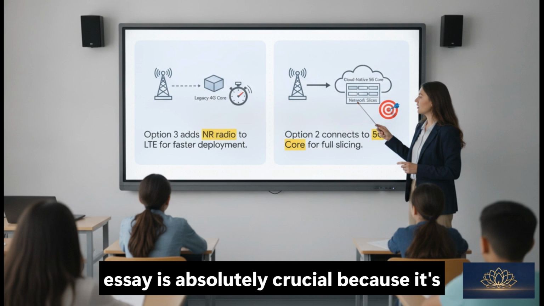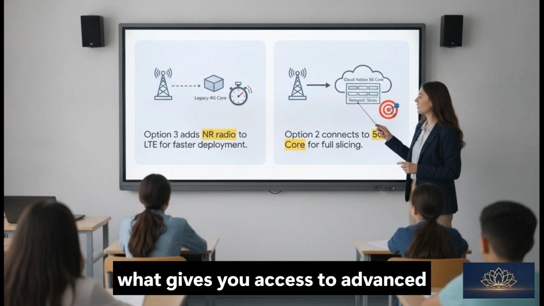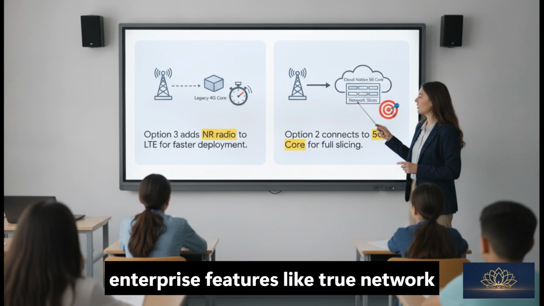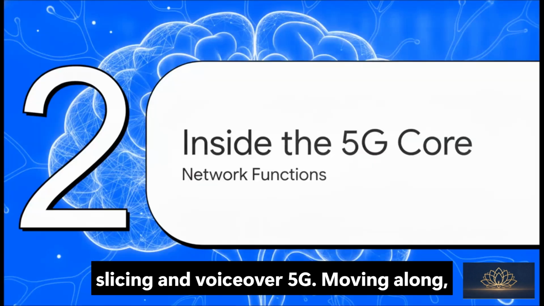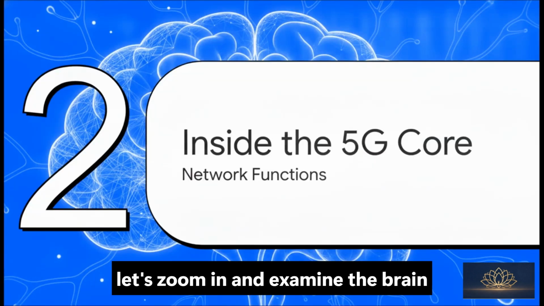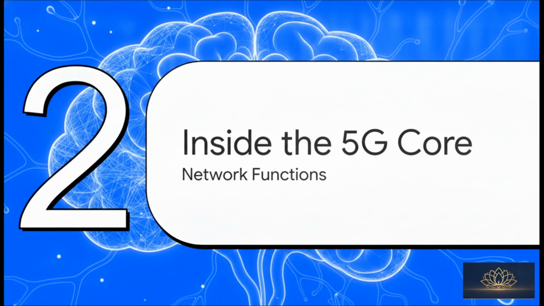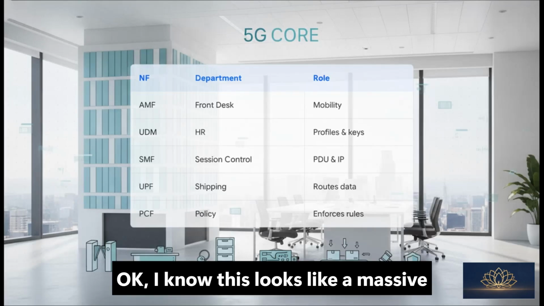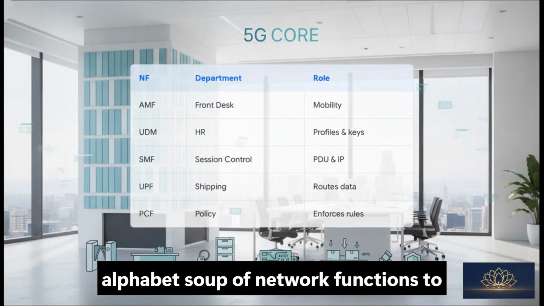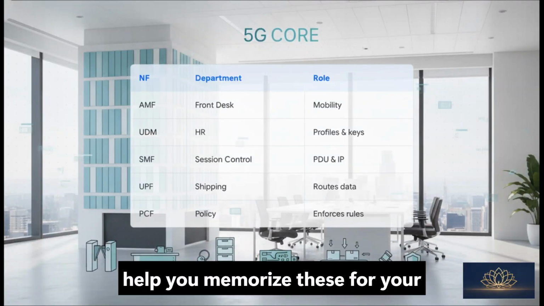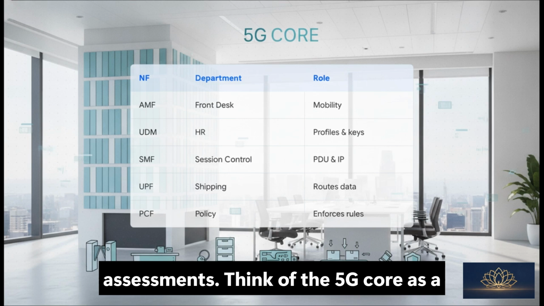SA is absolutely crucial because it's what gives you access to advanced enterprise features, like true network slicing and voice over 5G. Moving along, let's zoom in and examine the brain and organs of that new 5G core. Okay, I know this looks like a massive alphabet soup of network functions. To help you memorize these for your assessments, think of the 5G core as a corporate office building.